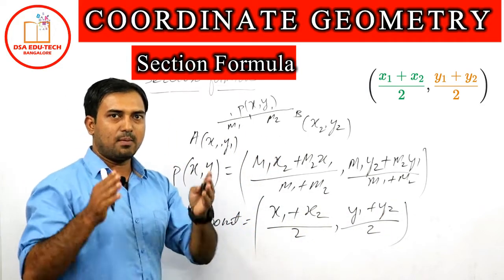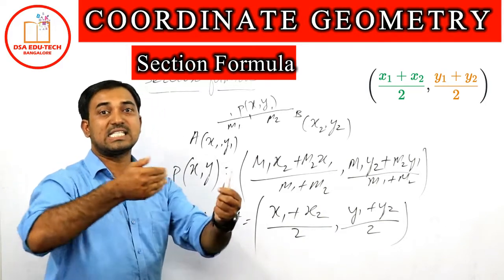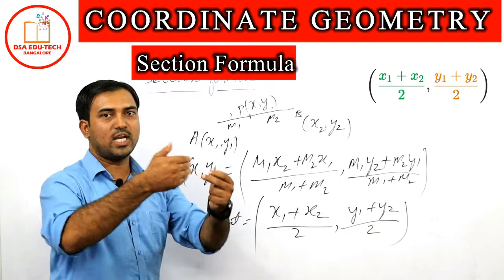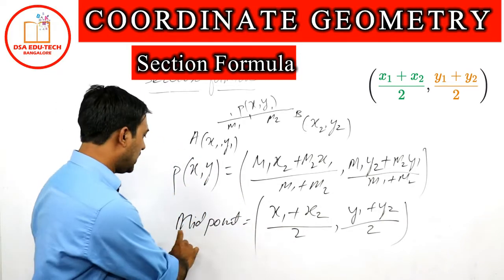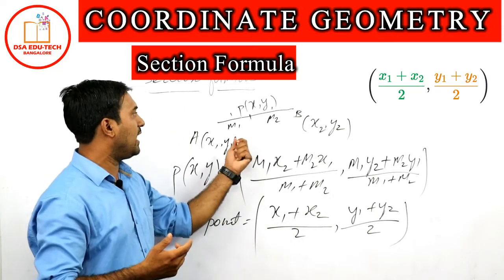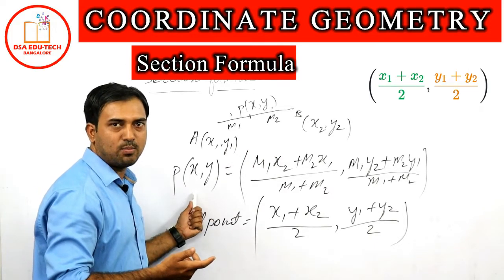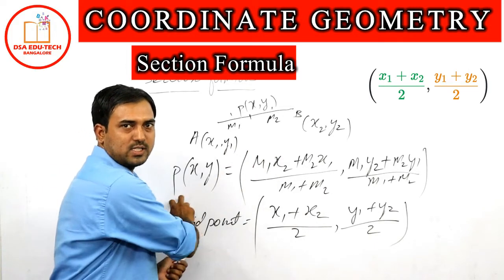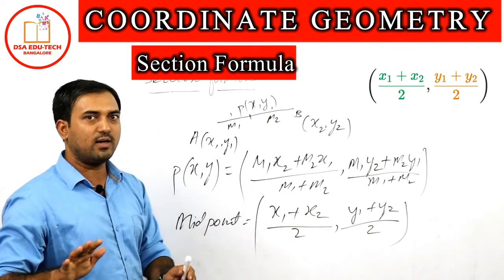So any problem where you see the ratio is given in equal values, that is, m1 is equal to m2, you can go directly to the midpoint formula. And any problem where m1 and m2 vary, you can go for the section formula, that is, the coordinate of the point P. So I hope you people are clear with the formula.